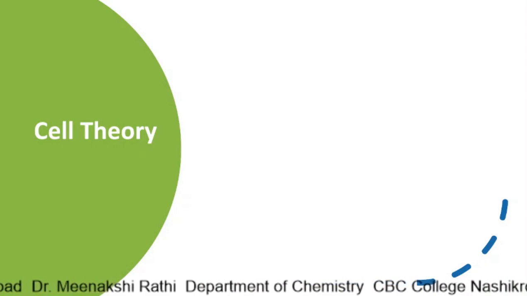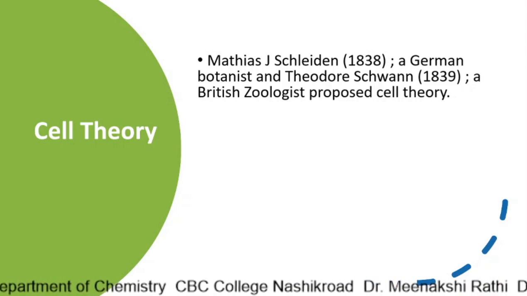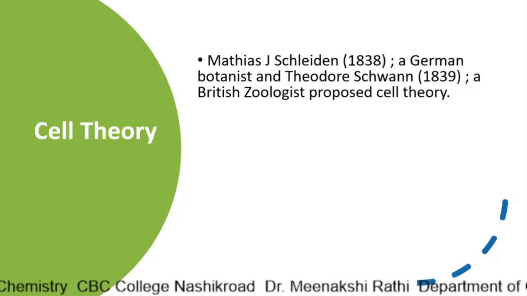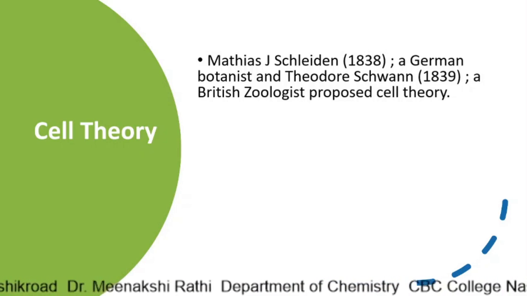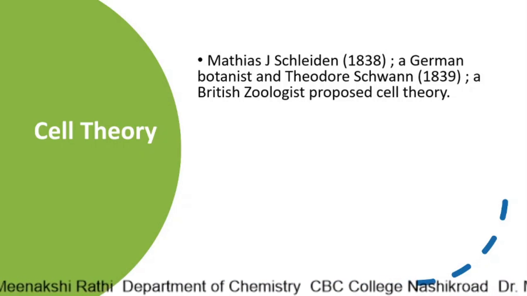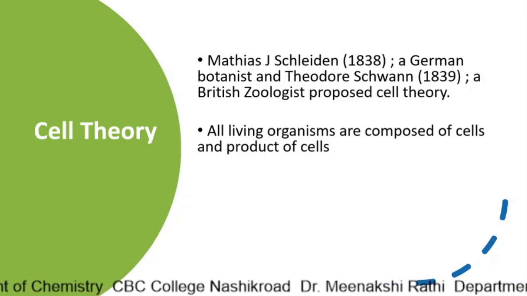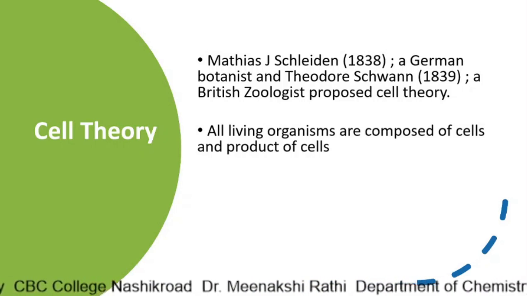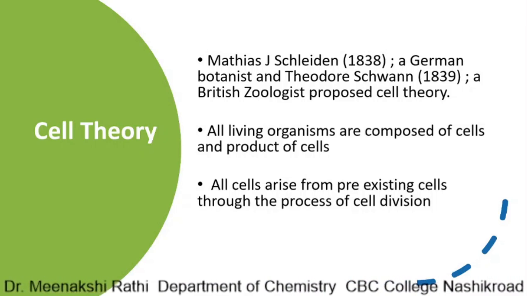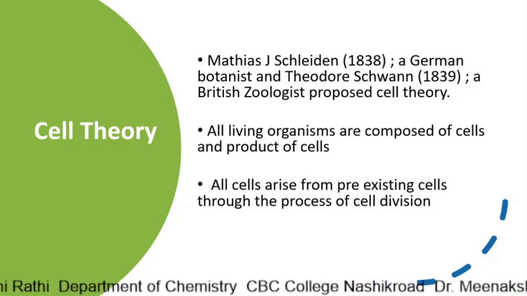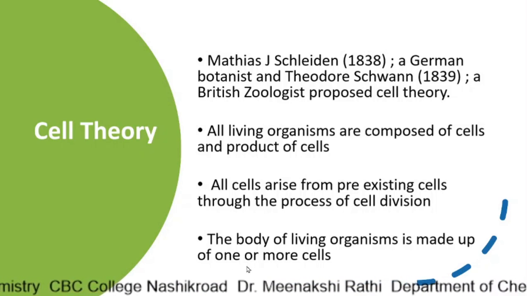Now, what is cell theory? The concept of cell originated from the contribution of Schleiden and Schwann. So, Matthias Schleiden in 1838, a German botanist, and Theodor Schwann in 1839, a British zoologist, proposed a cell theory. As per this theory, all living organisms are composed of cells and products of cells. All cells arise from pre-existing cells through the process of cell division. Means we cannot prepare cells. Cells are prepared from cells themselves by the process of cell division, and the body of a living organism is made up of one or more cells.